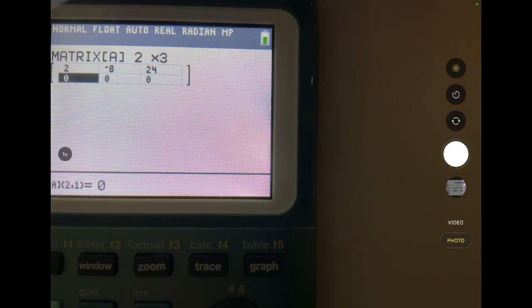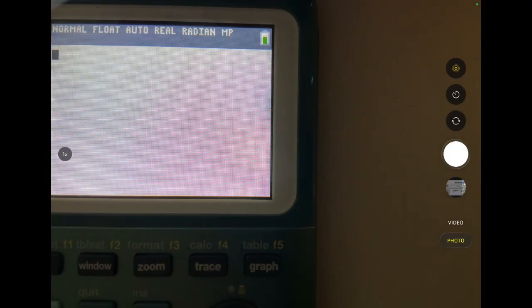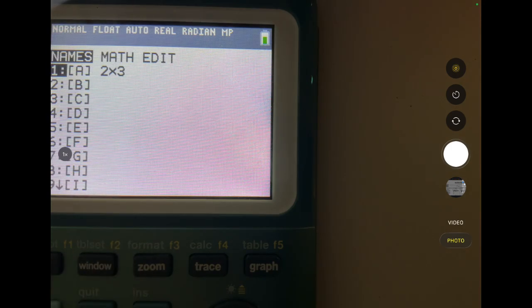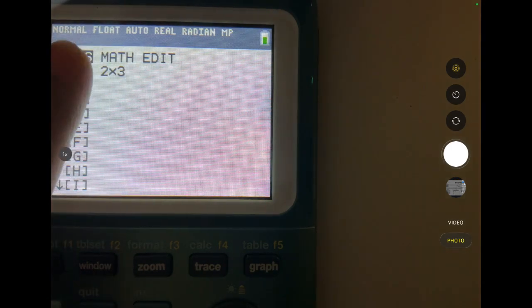Turn that off, please. 3, 5, and 2. Once you're done with that, the most important step, or the most missed step, is pressing second quit. You're going to go back to the home screen. Then you're going to go back into matrix the second time. You're going to end up going into matrix all 3 times.